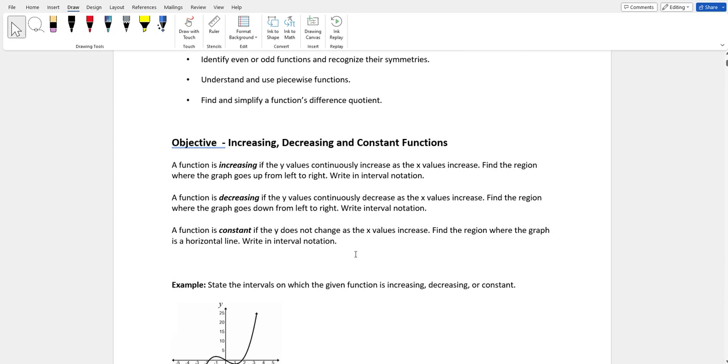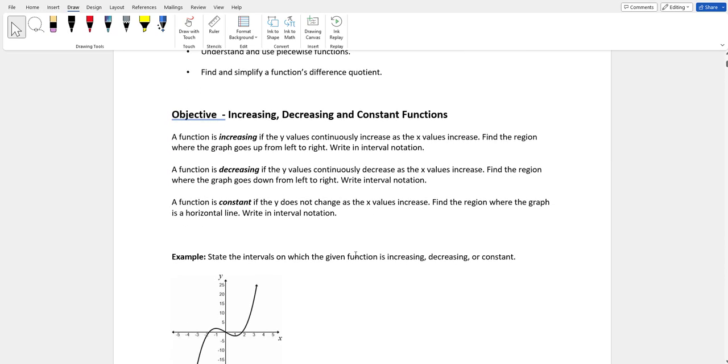So first let's talk about increasing, decreasing, and constant functions. A function is increasing if the y values continuously increase as the x values increase. We're going to find the region where the graph goes up from left to right, and then we're going to write it in interval notation.